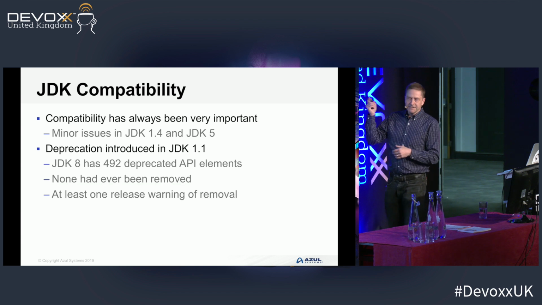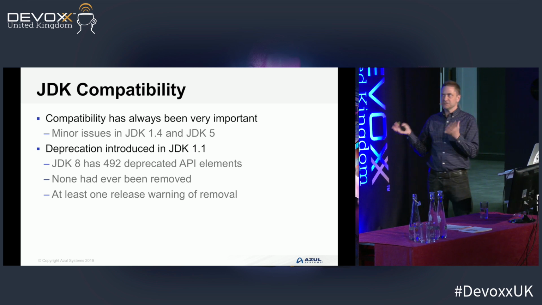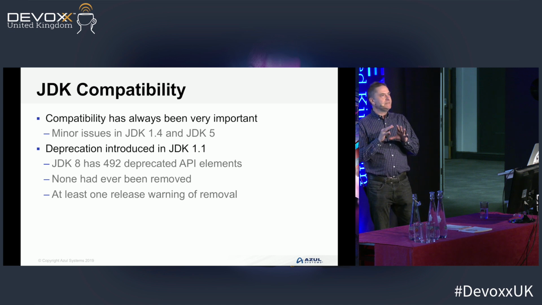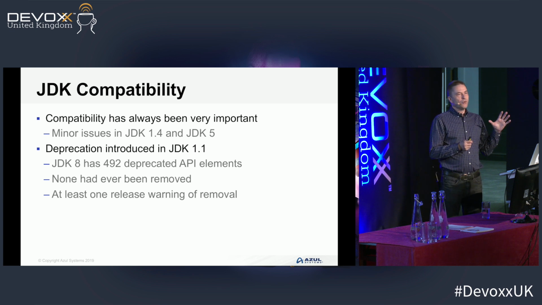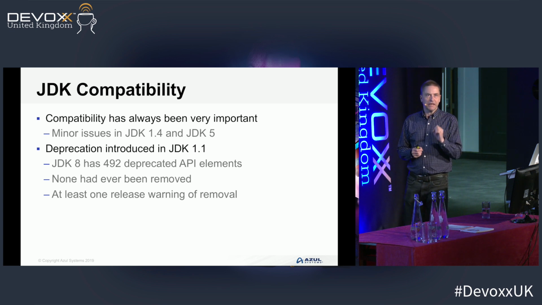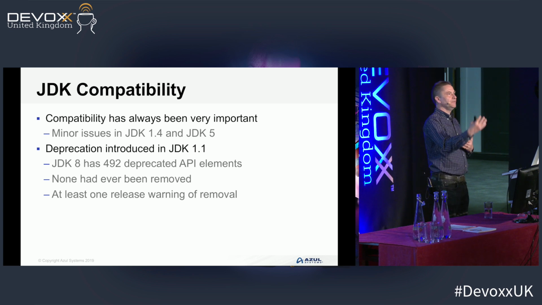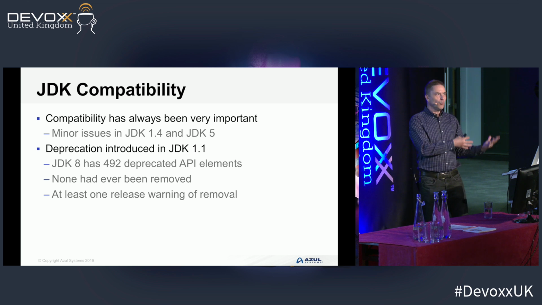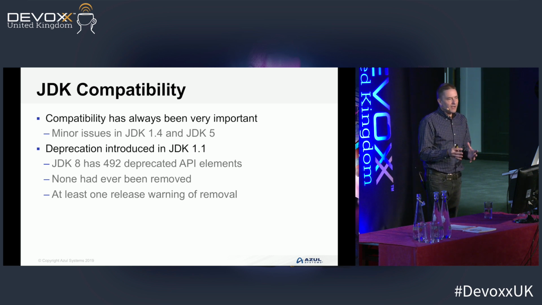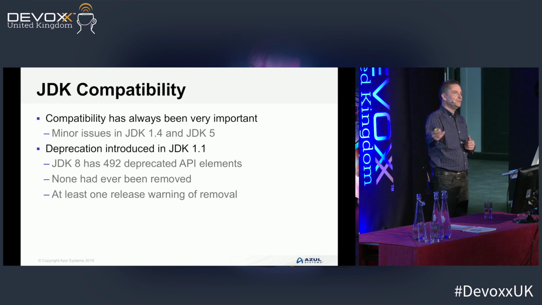So JDK 8, I added it up, had 492 deprecated API elements in it. So that's interfaces, classes, methods, and so on. And of those, none, as I said, had ever been removed. The other thing that Oracle said was that they would be very generous and they would give us at least one release warning of a feature being deprecated and then being removed. So that's very generous of them, because less than one release warning would be no warning at all. So the thing about that is that we could potentially have a feature that disappears in 6 months. Deprecated in JDK, I don't know, 13, removed in JDK 14.